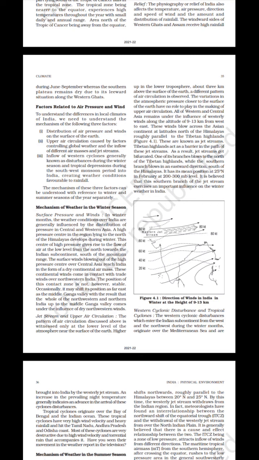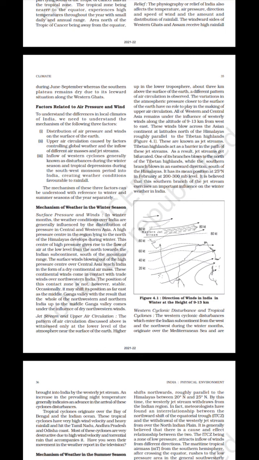Factors related to air pressure and wind. To understand the differences in local climates of India, we need to understand the mechanism of the following three factors: distribution of air pressure and winds on the surface of the earth; upper air circulation caused by factors controlling global weather; and the inflow of different air masses and jet streams. Inflow of western cyclones, generally known as disturbances, during the winter season, and tropical depressions during the southwest monsoon period into India, creating weather conditions favorable to rainfall. The mechanism of these three factors can be understood with reference to winter and summer seasons of the year separately.